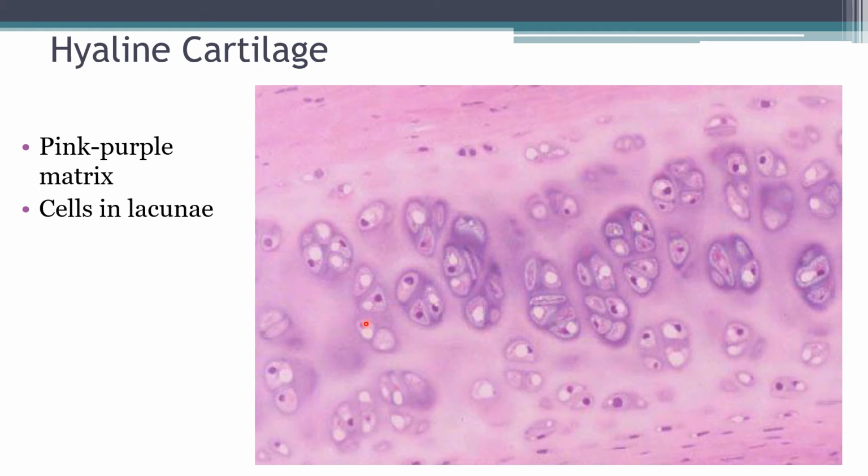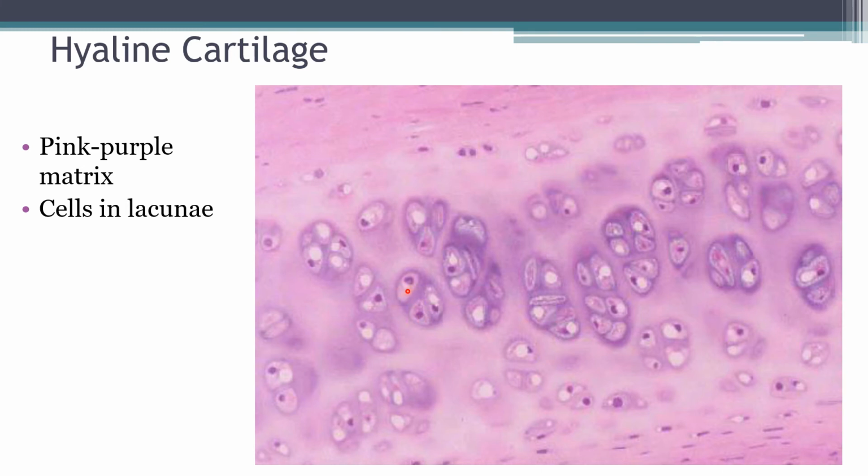When you look at hyaline cartilage, it has collagen fibers in its solid matrix, but the collagen fibers are not visible. Now, the reason that we mention them is that the collagen fibers, even though you can't see the individual fibers, give the color to the solid matrix. So notice that you have a smooth pink to purple matrix because of the presence of those collagen fibers.